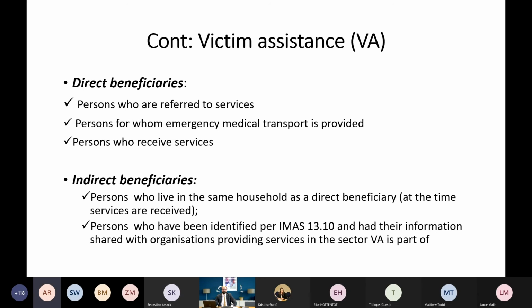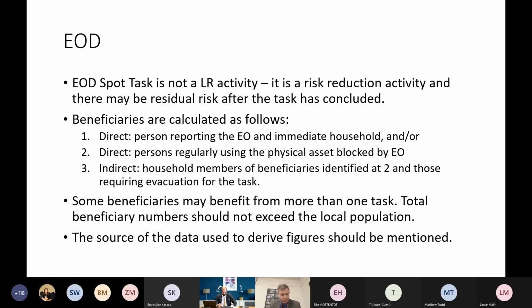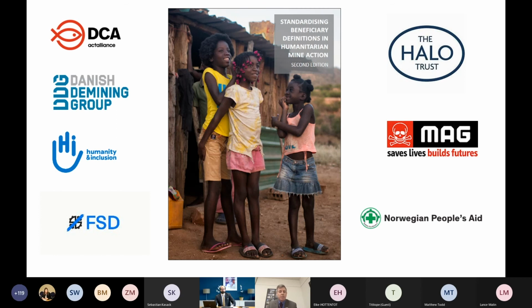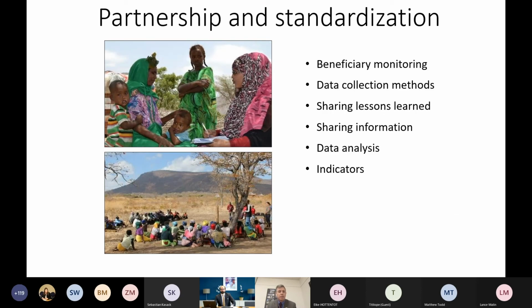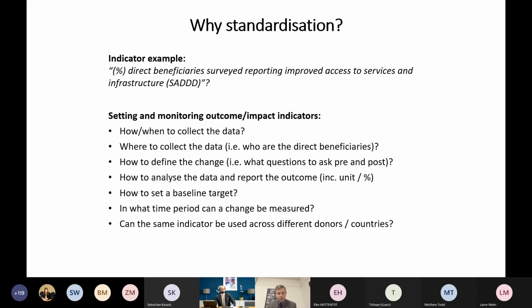Thanks, Ambassador. Just a short presentation on the explosive ordnance disposal side of the guidance. It's important to remember that an EOD spot task is not actually a land release activity. It's more a risk reduction activity. And in a particular community, there may be many of these EOD spot tasks, and even after a number have been completed, there may still be a residual risk.